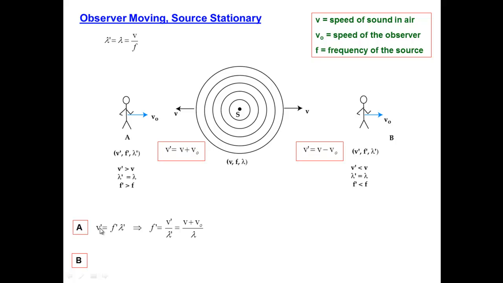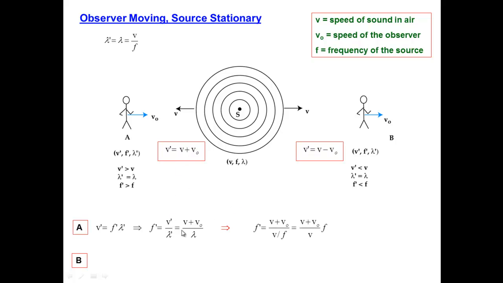So we're going to do the same kind of calculation for A, and then for B. We use v prime equals f prime times lambda prime. So we solve for f prime, the frequency now that A would measure. That's v prime over lambda prime. Lambda doesn't change. Lambda is the same as what it would be in the absence of motion, but the wave speed has changed. So now we use v plus v0. We put that into place.